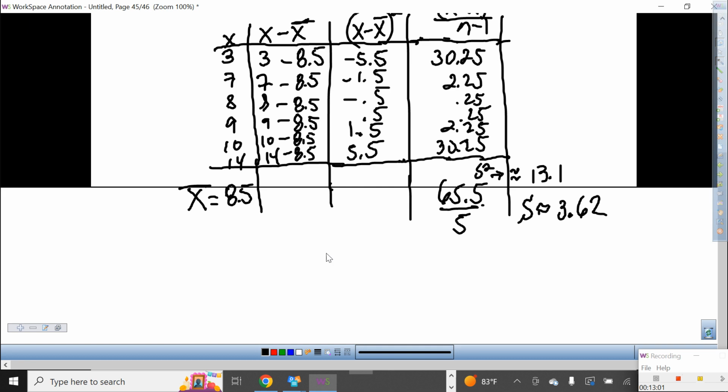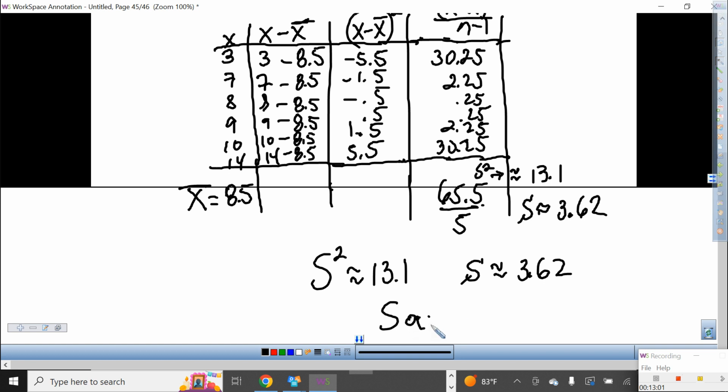So, our variance is 13.1, and our standard deviation is approximately 3.62, and this is for our sample. Yeah? All right.